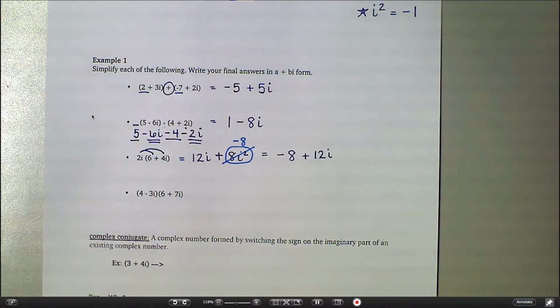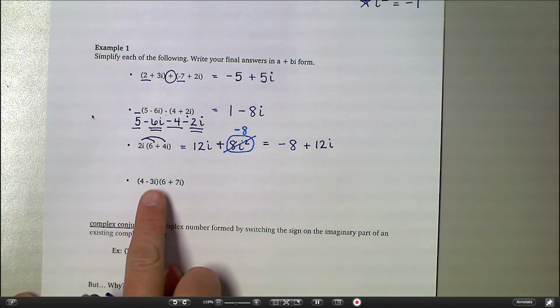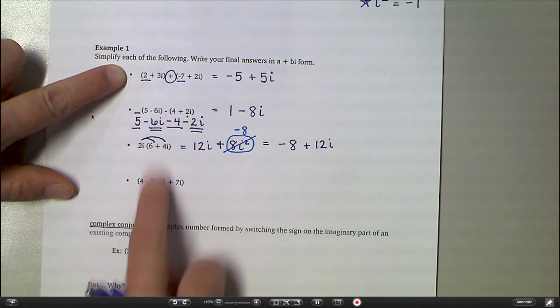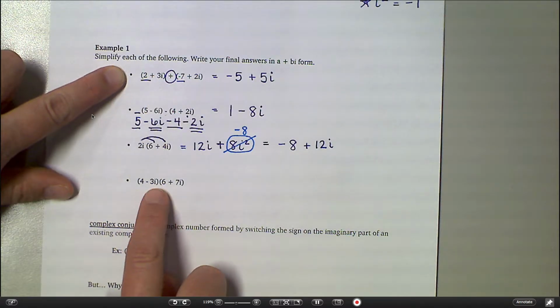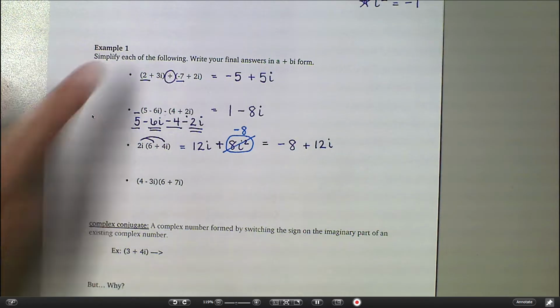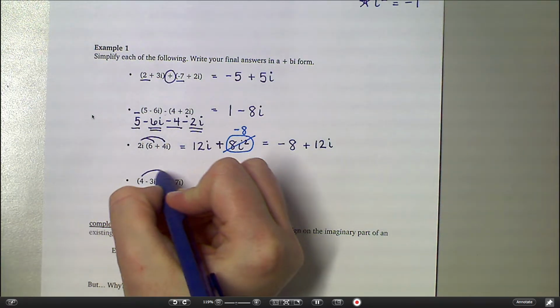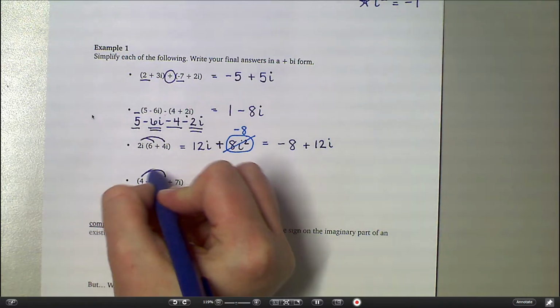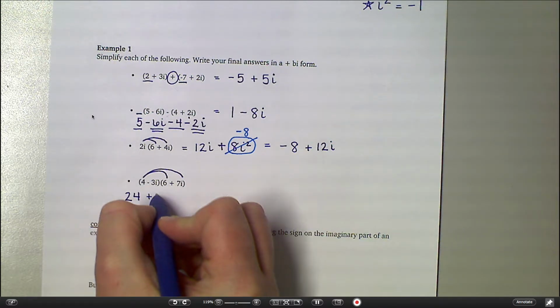Okay, and then this last example, we are going to do FOIL, but I want you to take a second and look at the difference between this expression and this expression, okay? The addition versus the multiplication. These two are right next to each other, and that's what indicates that I'm going to FOIL here. So I'm going to do 4 times 6 is 24. 4 times 7i is 28i.